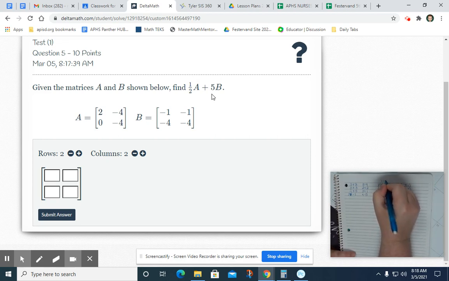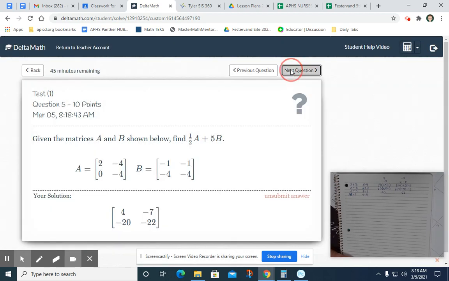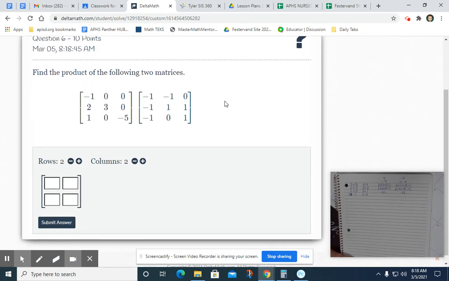So this is 1 minus 5, which is 4. This is negative 2 minus 5, which is negative 7. 0 minus 20 is negative 20. And negative 2 minus 20 is negative 22. So I've got 4, negative 7, negative 20, negative 22. And I'm halfway through. Yay!